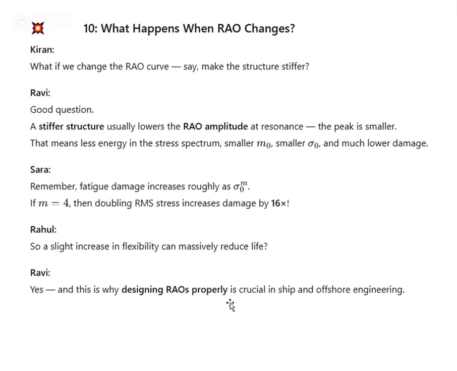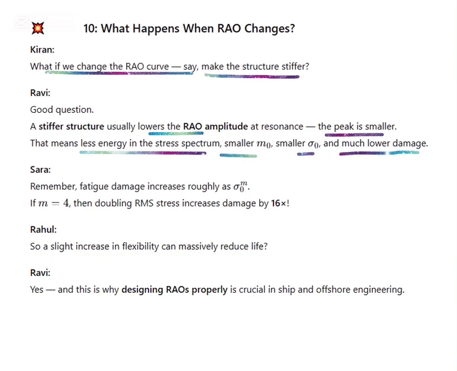So what happens when the RAO changes? What if we change the RAO curve, say making the structure stiffer? Good question. A stiffer structure usually lowers the RAO amplitude. At resonance, the peak is smaller. That means less energy in the stress spectrum, smaller m naught, smaller sigma naught, and much lower damage.